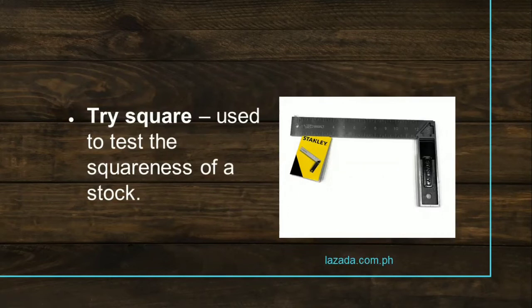Tri-square is used to test the squareness of the stock. A tri-square is a special purpose square in wood and metal working, which is used to mark and measure materials. Okay, so of course, it's like a ruler, but different from the ruler because ang tri-square, may handle siya nga part, while ang ruler, wala siya sing handle. Okay, so this one is used for metal and woodworks.